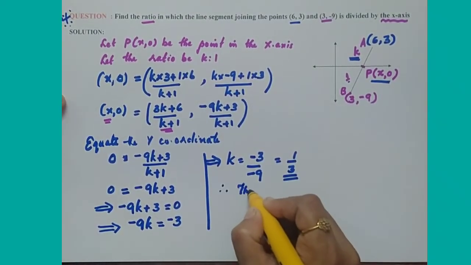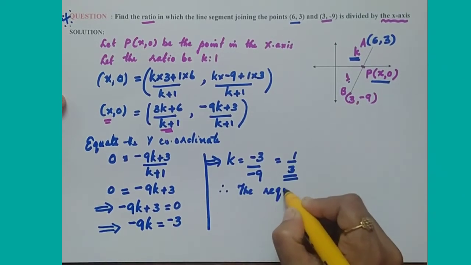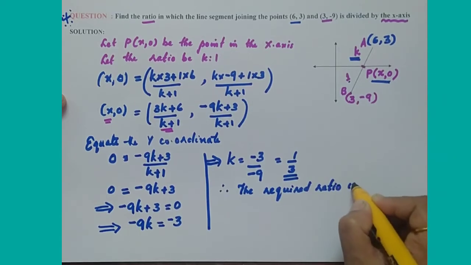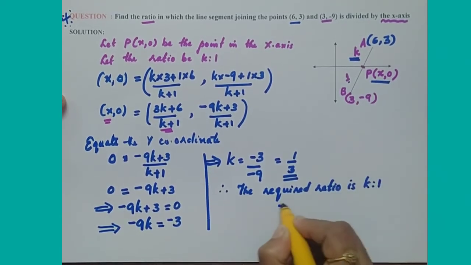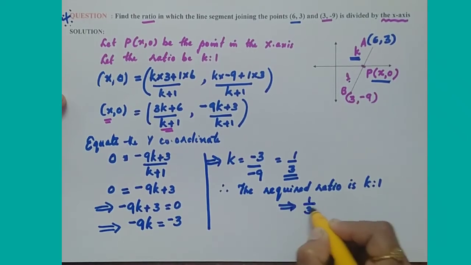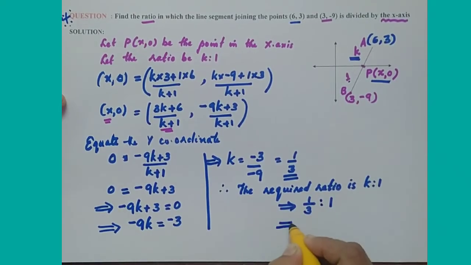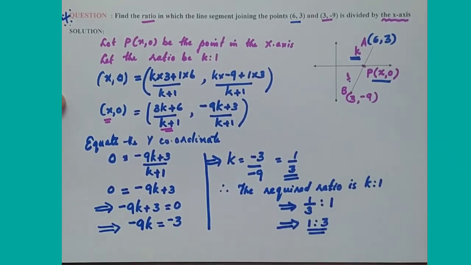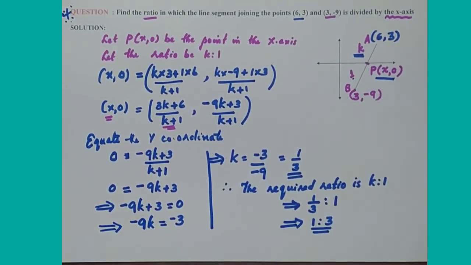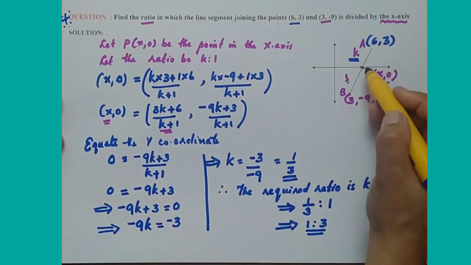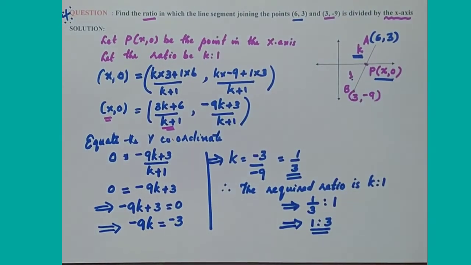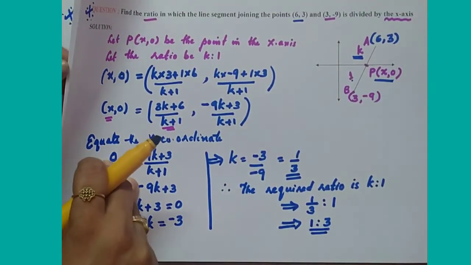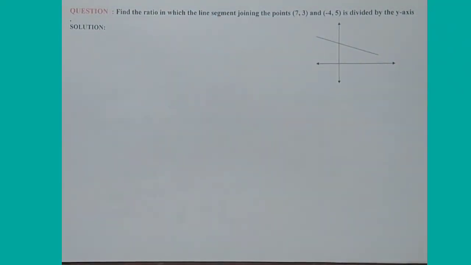Therefore the required ratio is k is to 1, which implies, what is the value of k? 1 by 3 is to 1. Writing in the standard form we can write 1 is to 3, thinking of it as a cross multiplication, 1 is to 3. So a very important question in which you need to find the point P lies on the x-axis. What will happen if a point P lies on the y-axis? That also we can discuss. Okay, come to the next question.